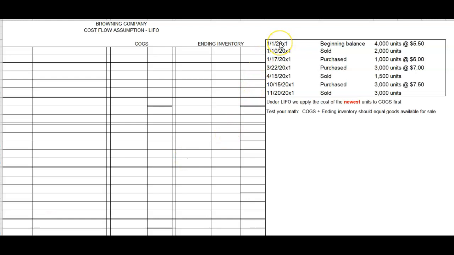Go ahead and put into your worksheet the January 1st beginning inventory information, and then pause your video and get ready to do the sale on the 10th. Like our FIFO demonstration, our beginning inventory was 4,000 units at $5.50 each for $22,000 of inventory available for sale. Then on January 10th, we sold 2,000 units.